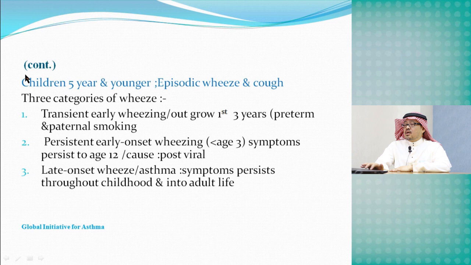For children 5 years and younger, we should identify the presence of asthma and clarify it with the episodic wheeze and cough. Usually there are 3 categories of wheeze. First, transient early wheezing, which usually outgrows in the first year, and usually there is a past history of prematurity and parental smoking. Second, the persistent early onset wheeze. Usually it occurs below 3 years, and the symptoms mainly persist up to the age of 12 years, usually associated with post-viral infections. The last category can be late onset wheeze or asthma, and these symptoms may persist throughout childhood into adult life.